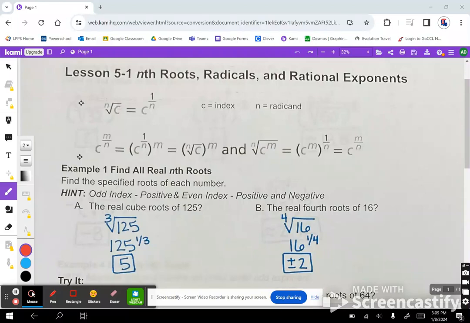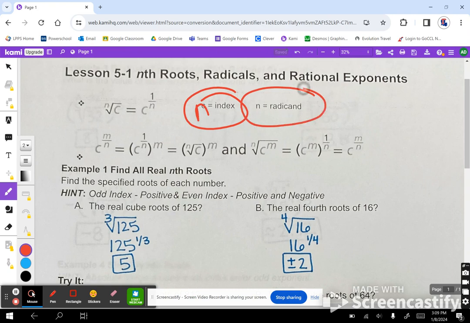Hey y'all, so we are going to talk about lesson 5.1, which is going to cover the nth roots, radicals, and rational exponents. So I made a typo on this lesson and I thought I replaced it, but apparently didn't. If your notes show that C is the index, correct that. That C should be N and the C is your radicand, okay?